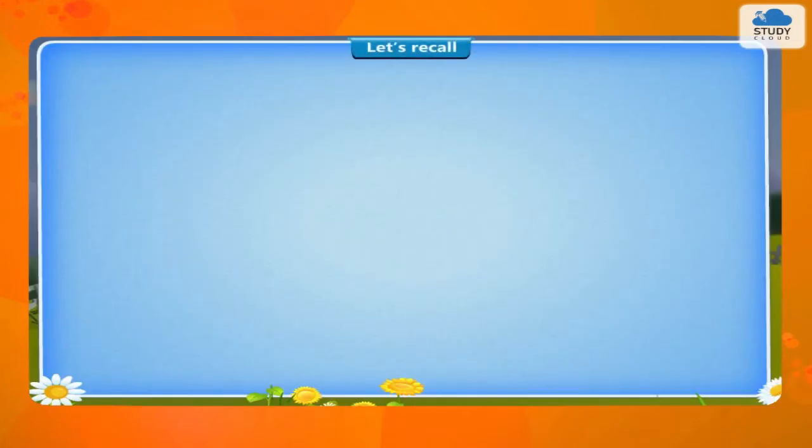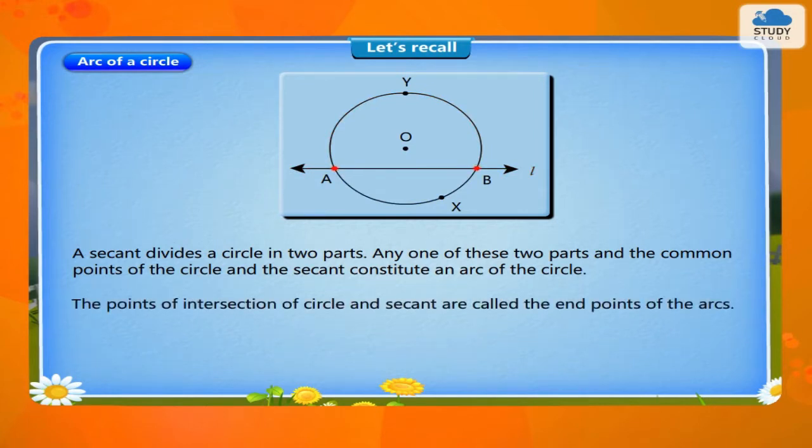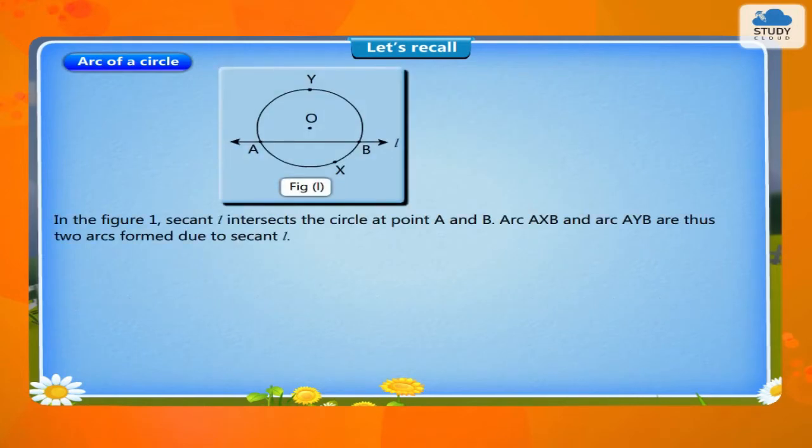Let's recall. Arc of a circle. A secant divides a circle in two parts. Any one of these two parts and the common points of the circle and the secant constitute an arc of the circle. The points of intersection of circle and secant are called the endpoints of the arcs. In the figure 1, secant L intersects the circle at point A and B. Arc AXB and arc AYB are thus two arcs formed due to secant L.